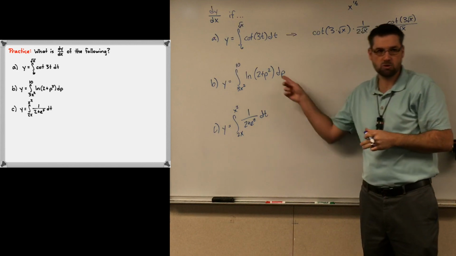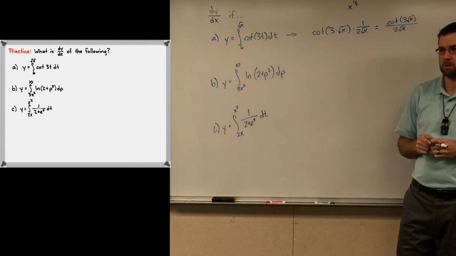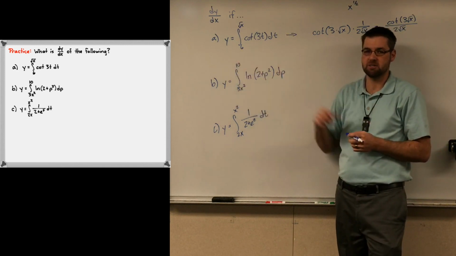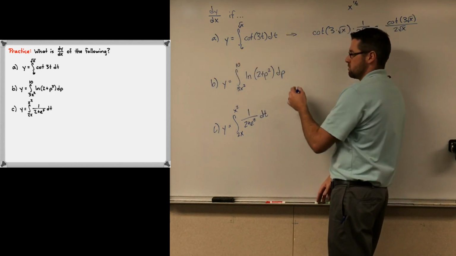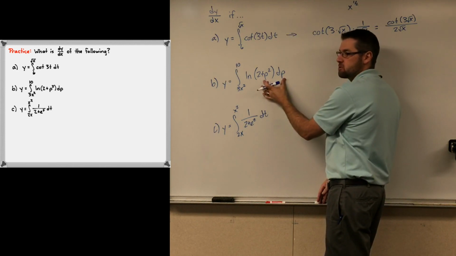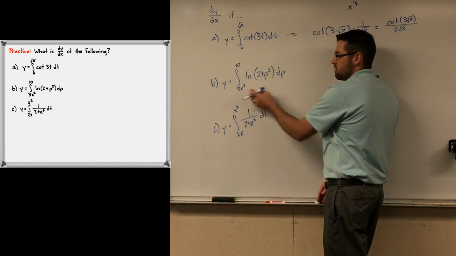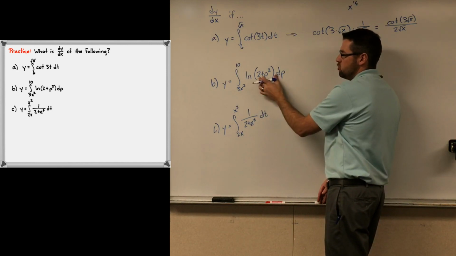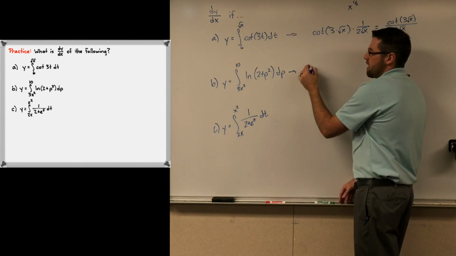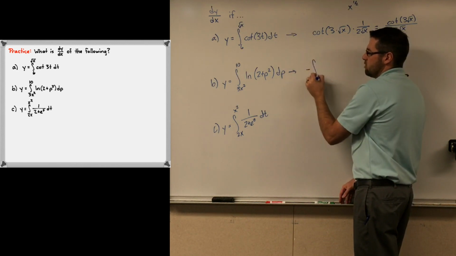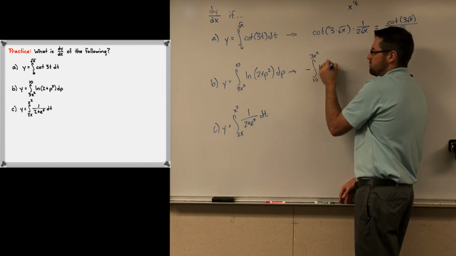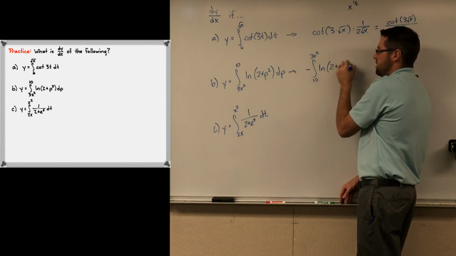Okay? What's wrong with this one? The functions are on the bottom, the variables on top, right? Remember, these values inside are just placeholders. They're not the variables. So I'm going to rewrite this as the negative integral from 10 to 3x squared of natural log of 2 plus p squared dp.